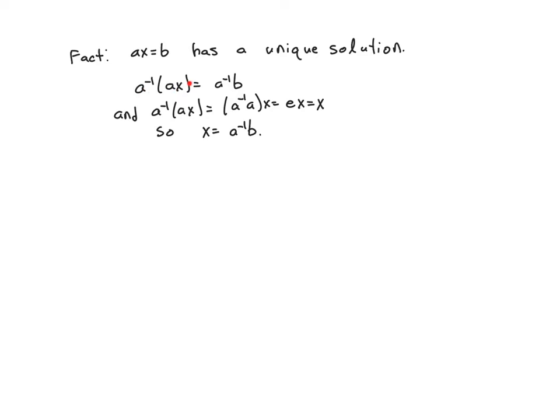And if you do that, what happens to the left-hand side? You get X. So X equals A inverse B. And so by trying to solve for X, we see this is the solution. And if you plug this in, you will actually see that you get B out of it. And so what we see here is if this equation has a solution, then this is the format it is in, and you can check that this is a solution. Therefore, it is the unique solution.